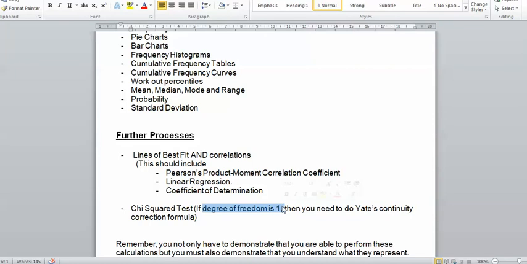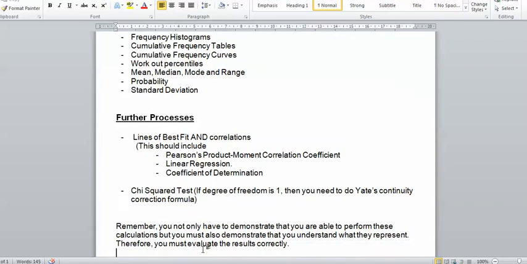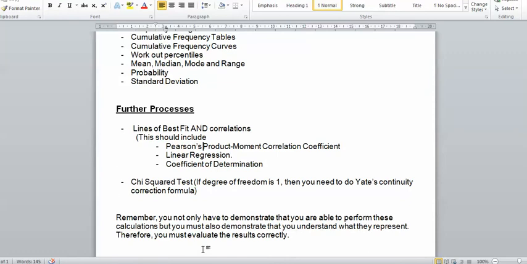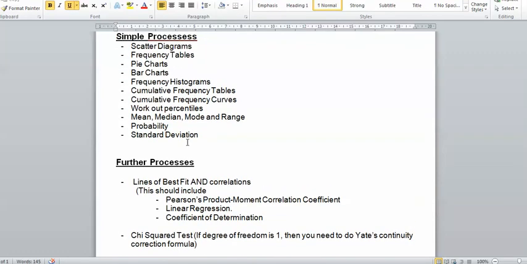If your degree of freedom is 1 and you don't do Yates continuity correction, it doesn't matter if you do it correctly and your data is fantastic, you will only get 4 marks. You will not get the 5. Okay, you must remember that you need to do every calculation by hand. But things like scatter diagrams and bar charts and pie charts, you can get Excel to do them. You're not expected to draw a scatter diagram by hand.